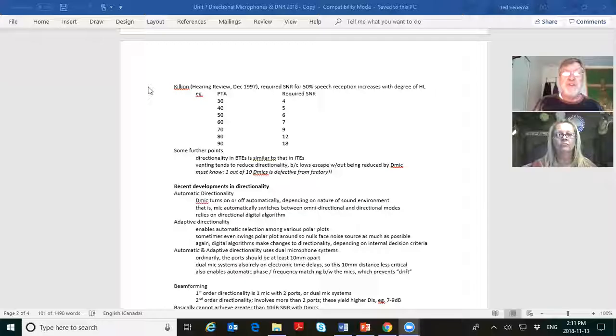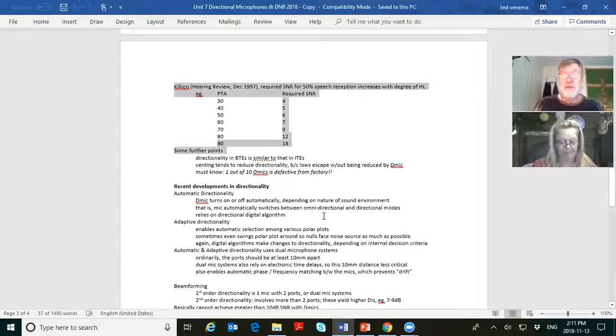Now, here we go. Now we're getting to what Angela was asking about. This is what she's got in her notes right there. Okay, so as your hearing loss gets worse, you need a greater and greater signal to noise ratio in order to understand 50% of what is said.